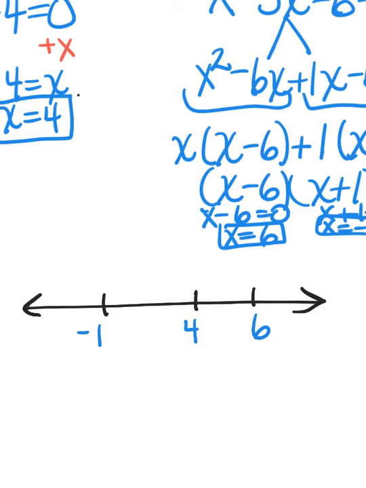And now I'm going to choose my test numbers. So something that's left of -1, I'll pick -2. Something between -1 and 4, I'll pick 0. Something between 4 and 6, I'll pick 5. And something that's greater than 6, I'll pick 7. So now I'm going to plug them into that polynomial.